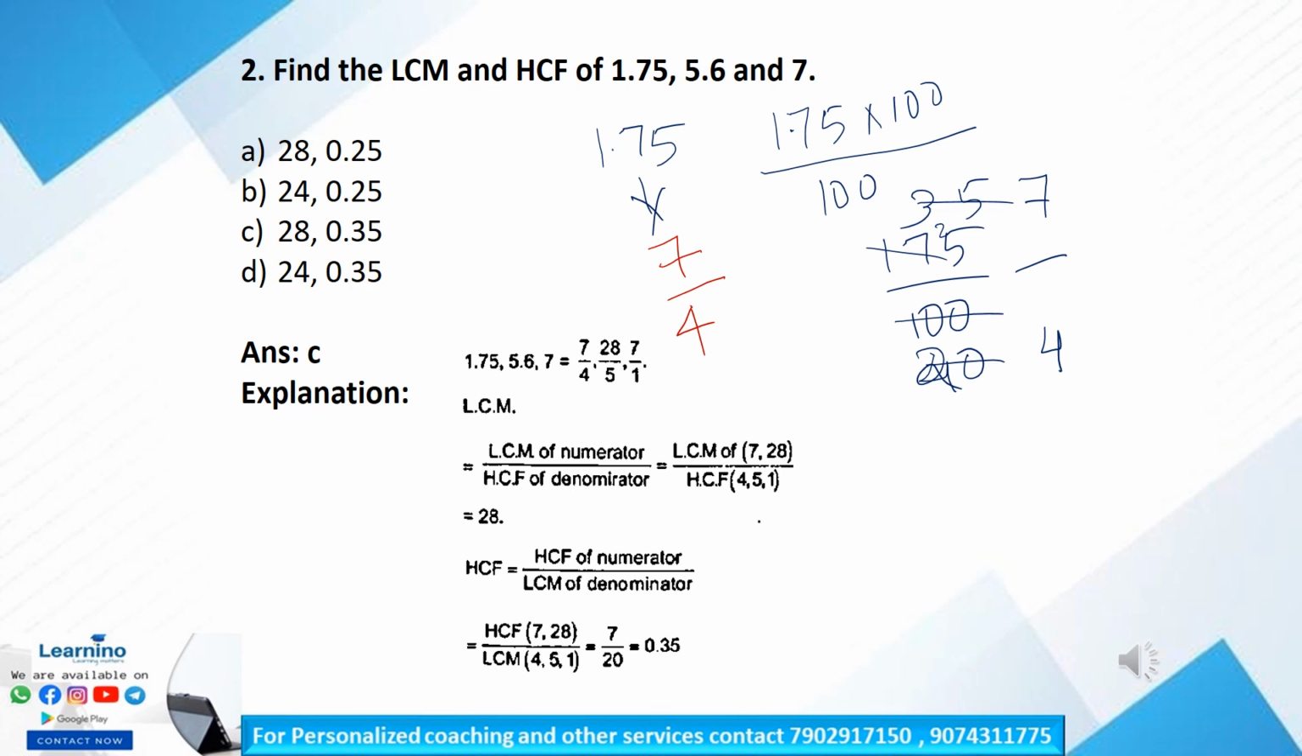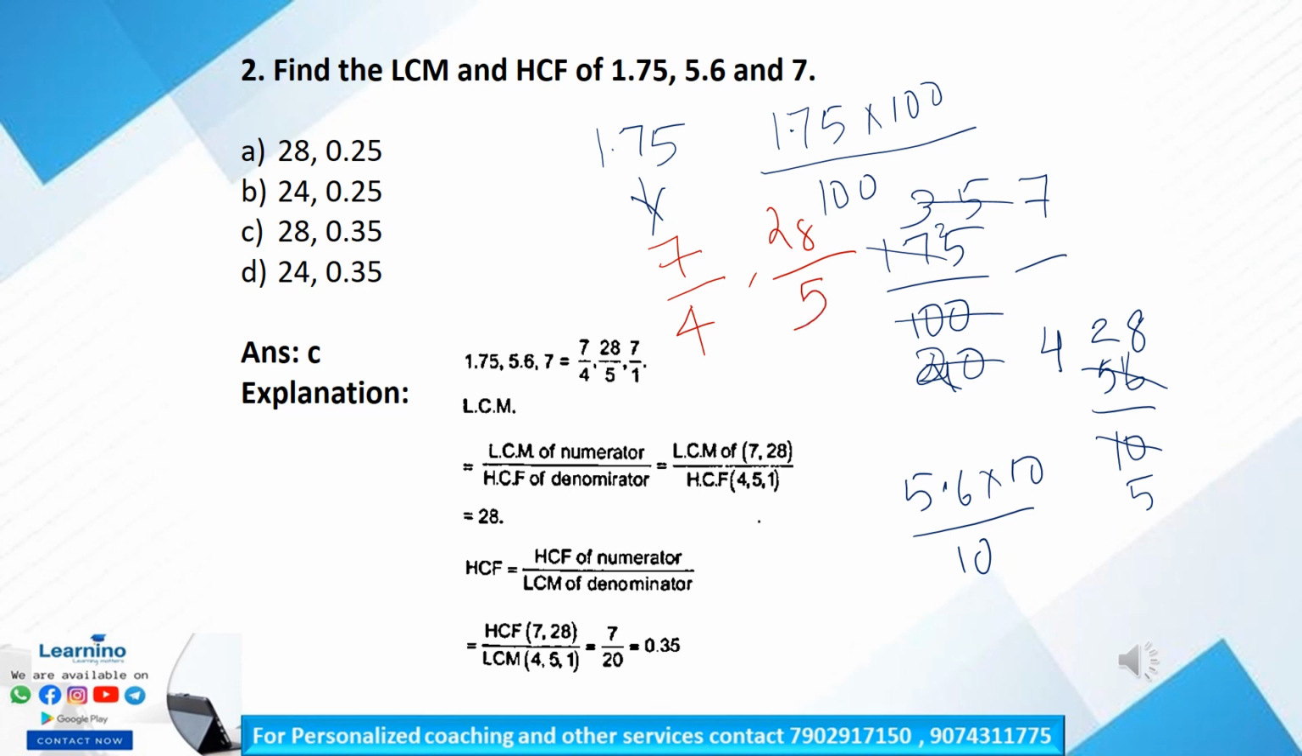Similarly, for 5.6 also, we can make it a fraction by 5.6 into 10 divided by 10, so 56 divided by 10. In the table of 2, we can cancel: 2 into 2 is 4, remaining 1, 8 into 2 is 16, 5 into 2 is 10. So finally we get 28 divided by 5. The next is an integer, so we can write it as 7 by 1 or 7.